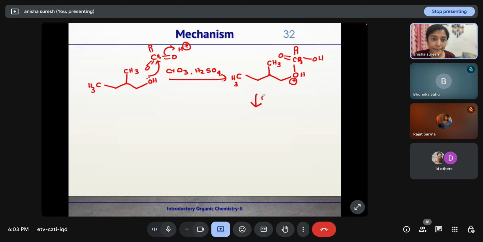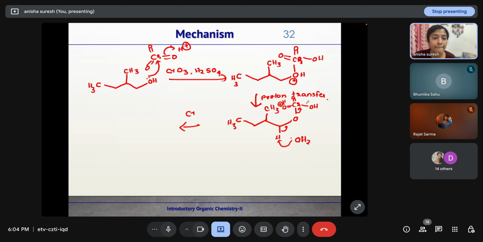Now a proton transfer can take place, giving CH3 CH2 O Cr OH, double bond O, double bond O. Now water can abstract this proton and this Cr double bond O, OH will get removed, leading to formation of CH3 CHO, the aldehyde.